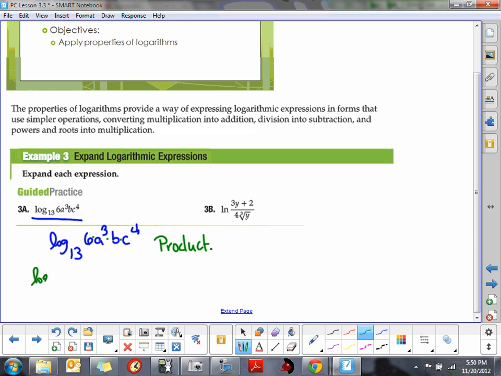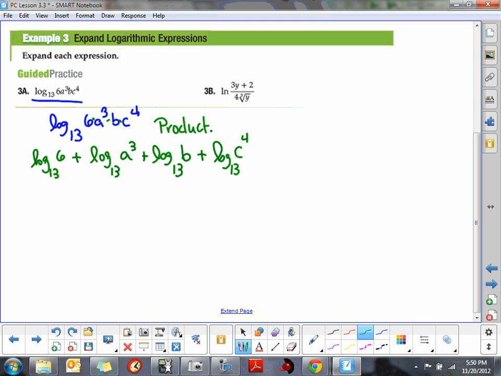So this can be broken up into the log base 13 of 6 plus, since we hit a product, the log base 13 of a cubed. Now I hit another multiplication sign, so plus the log base 13 of b. Then I hit another multiplication sign, so plus the log base 13 of c to the fourth. Now I've traded in all the multiplication for a simpler operation, which is addition.